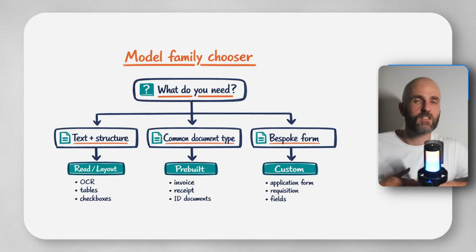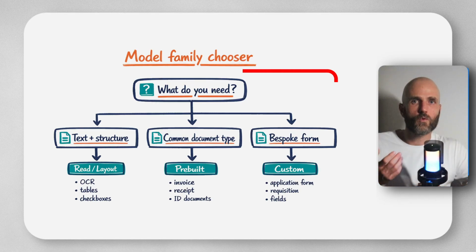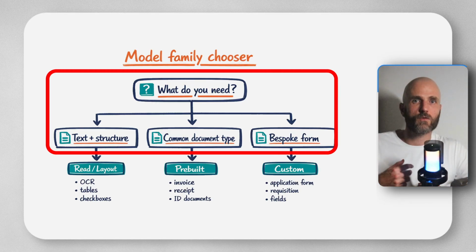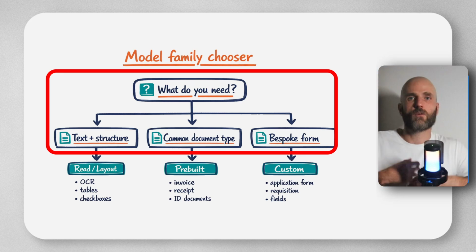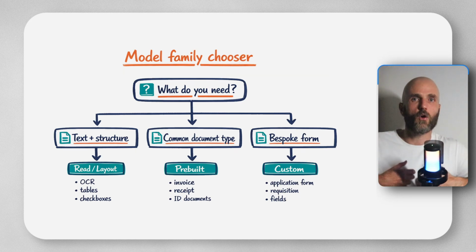So now I understand what the call looks like. The next practical problem is which model do I call, because there isn't just one model out there. Here's the decision I make, and it's really one question. Do I just need raw text and structure in this document type, or is it my own custom form? That question routes me to one of three families. The first family is document analysis, and inside that I think about read and layout.